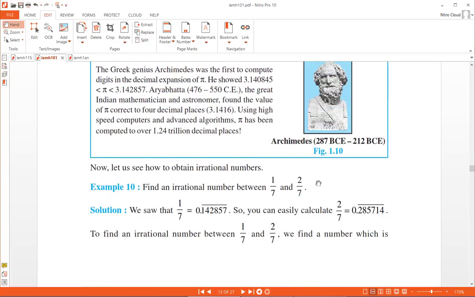So let's see this example here. Find an irrational number between 1 by 7 and 2 by 7. Now 1 by 7 by expansion you can find out that it is this. 2 by 7, you can just multiply this answer by 2 and you'll get this answer, because 2 by 7 is effectively 2 into 1 by 7. So you'll be able to get this number. Now, if you want to find out any irrational number between this, so I could take any number which is greater than this and less than this.